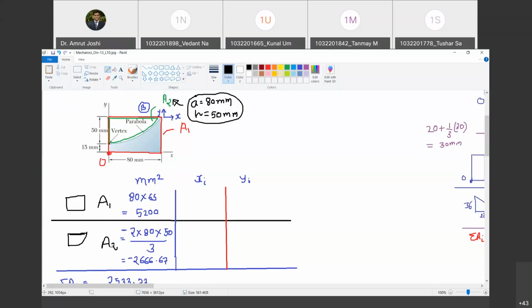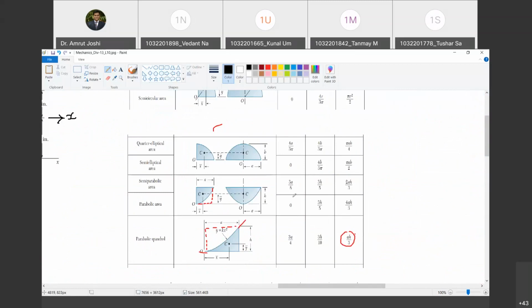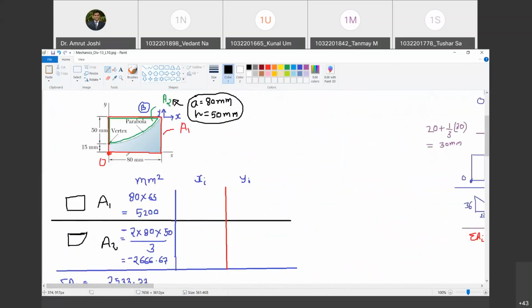What is area A2? So let us have a look at this formula. What is area of this? It is given here. It is 2AH by 3. Yes, sir. So that's what I have written here. By the way, I need to assign negative sign to this because to get the original shape, I have to cut this area from the rectangle. Do you agree with me? Yes, sir. So therefore I add a negative sign.